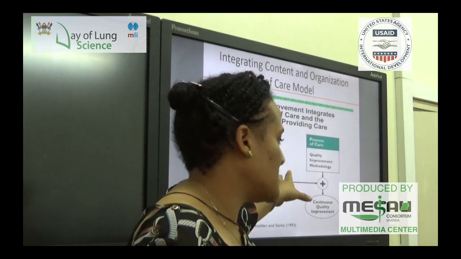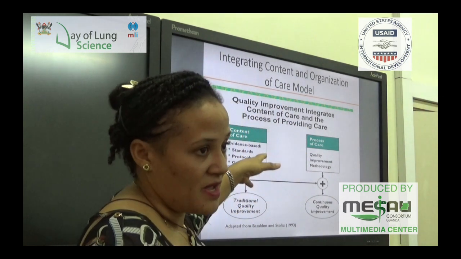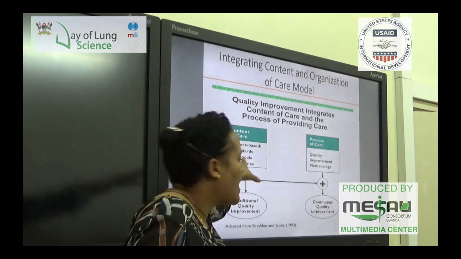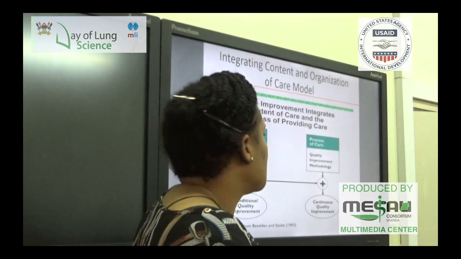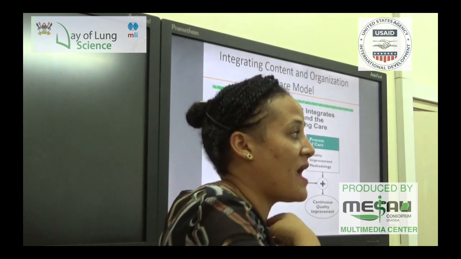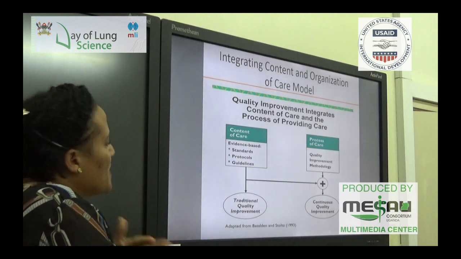Continuous quality improvement actually seeks to work on the process of care. Work with teams to unpack those standards. What does it mean when you say screen all patients? What is it that I have to do? What does screening involve? What do we need to do differently?